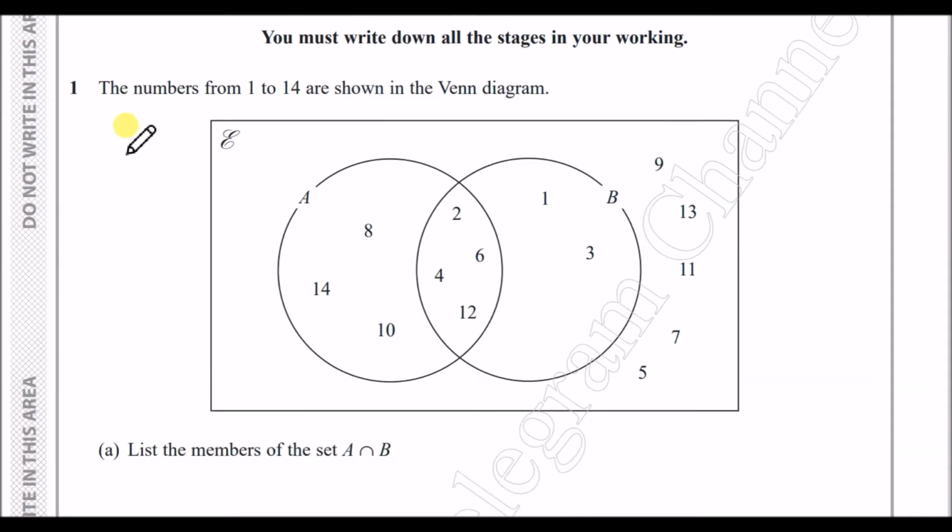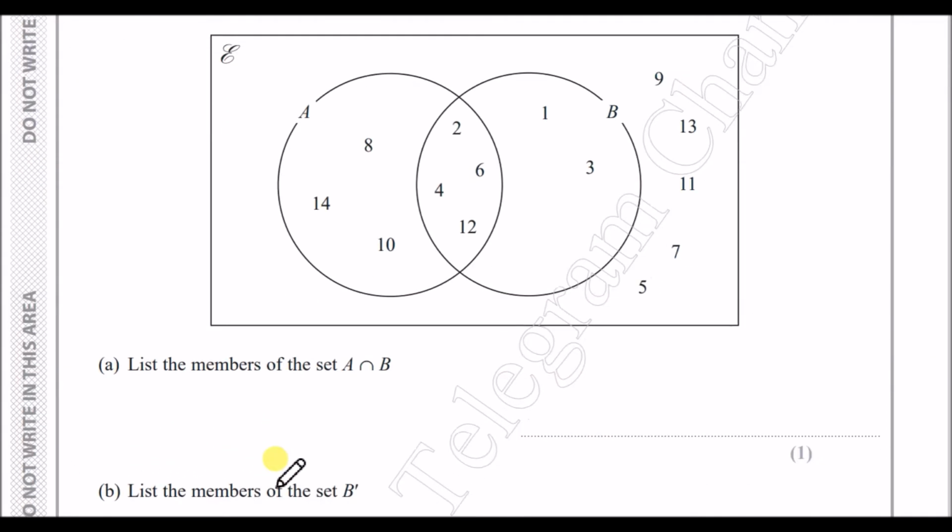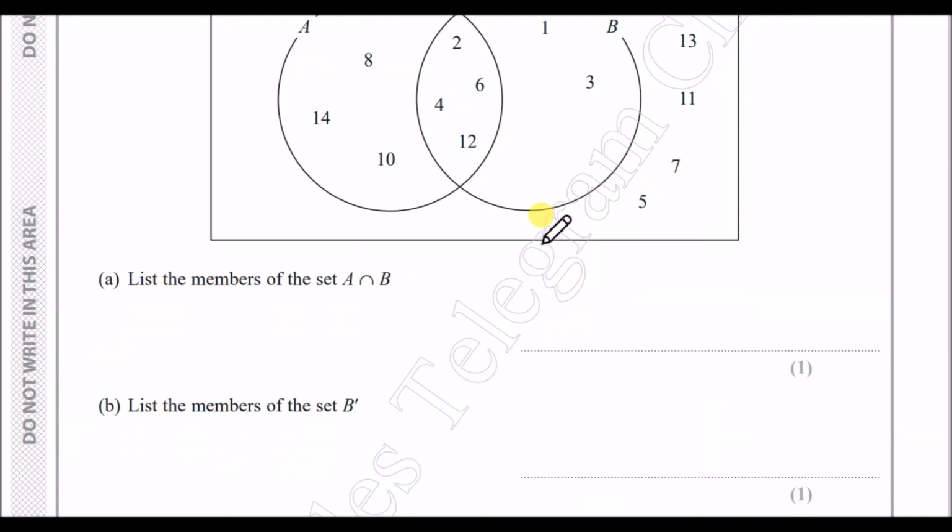Number one. The numbers from 1 to 14 are shown in the Venn diagram. So you've got all the values listed in here, and all of these numbers are known as members of the Venn diagram. Everything within A and B is here, but everything outside A and B is over here, and there are 5 elements outside. Now list the members of the set A intersect B, so the ones they have in common. Well, that's the middle set. The ones in common to A and B are 2, 4, 6, and 12. So we just write here 2, 4, 6, 12.